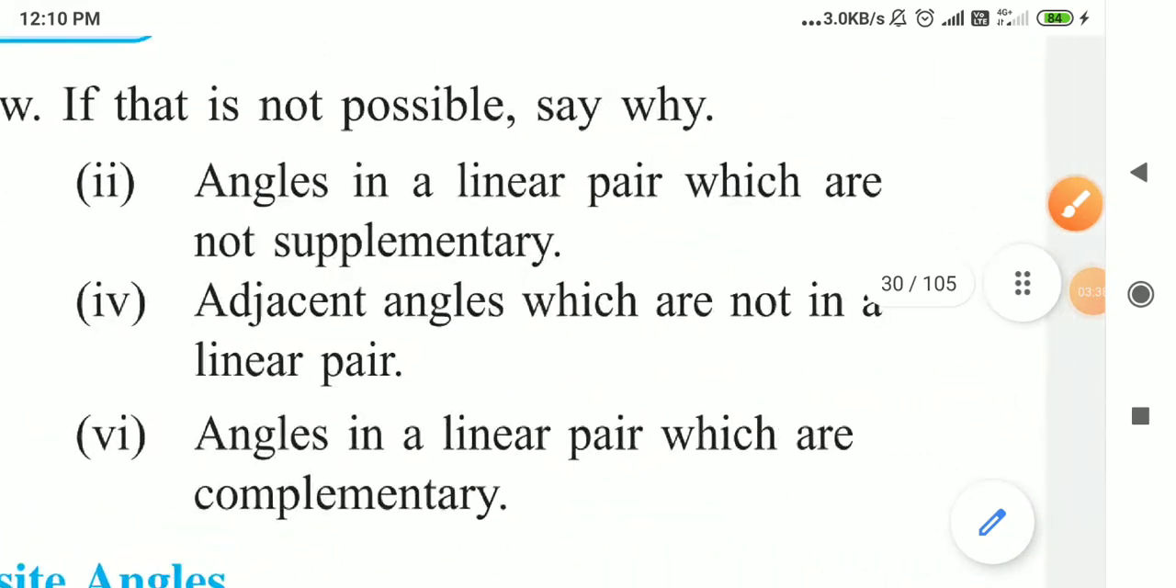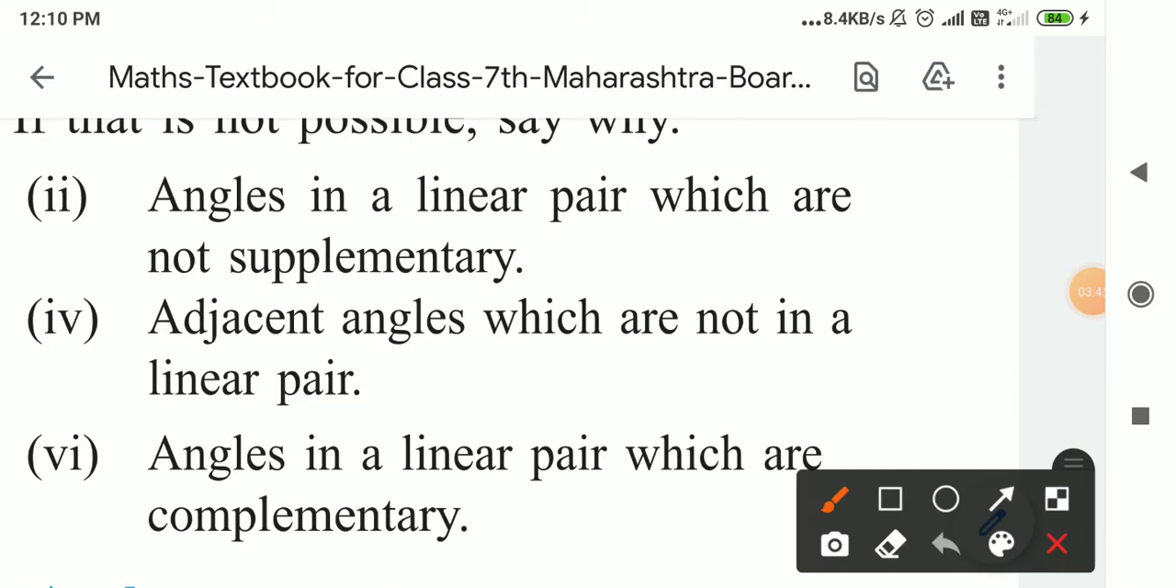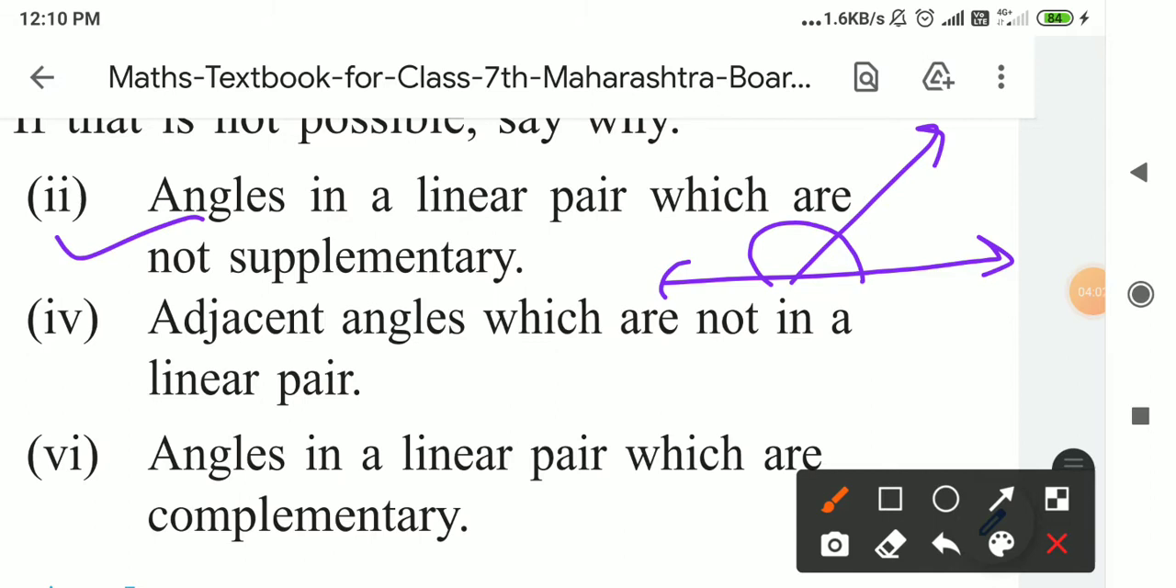Now, angles in linear pair which are not supplementary, it's not possible. According to the definition, angles in a linear pair are angles which lie on a straight line. Angles which lie on a straight line are called linear pairs of angles. And supplementary means 180 degrees. So this is not possible.